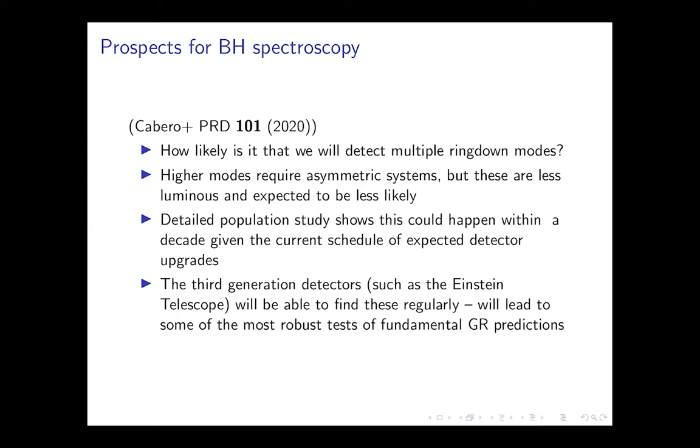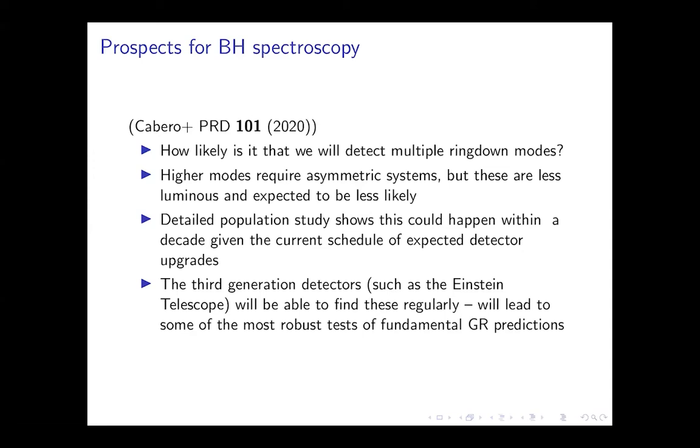And you simply ask yourself, given what we know about the present populations of binary black holes in our universe, how likely is it that you will have something that is asymmetric enough to merge and produce a detectable signal with multiple ring down modes? As I said, to get multiple ring down modes, it's better to have asymmetric systems, but then these are also less luminous and less likely to be seen.